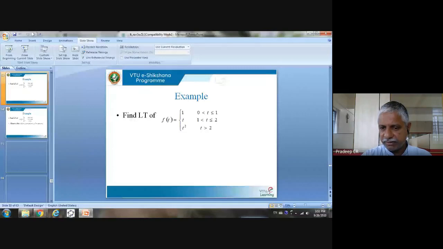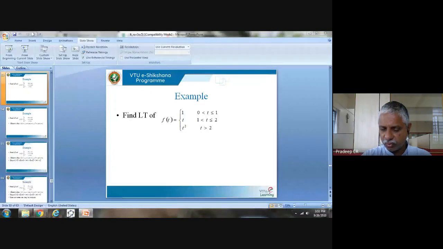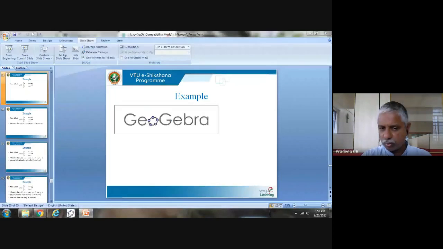It's not very difficult, I'm sure you know it. From 0 to 1, the function value is 1, and from 1 to 2, the function is t, and from 2 onwards, the function is t square. So let me show you the plot of this graph.